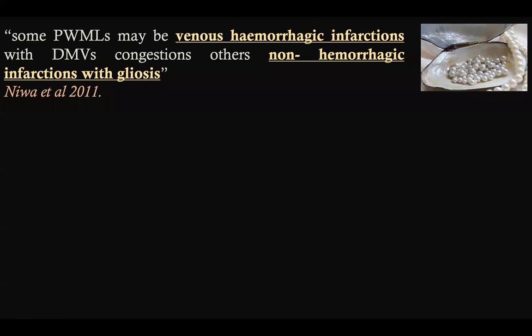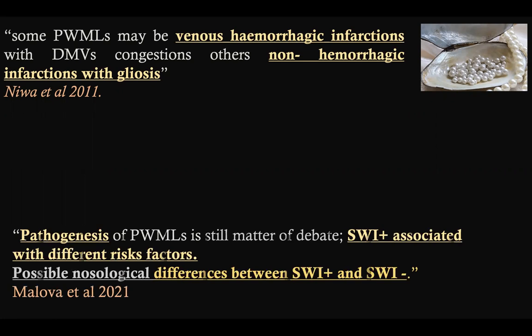histological specimen. So let's recap. What is the nature? So Niwa and colleagues say that some punctate white matter lesions may be venous hemorrhagic infarction along the course of the deep medullary vein that are congested or engorged or thrombosed, as you want to call it, while others are non-hemorrhagic infarction with gliosis. So two types of punctate white matter lesion. The pathogenesis is still a matter of debate, but it seems that the SWI is associated with different risk factors.